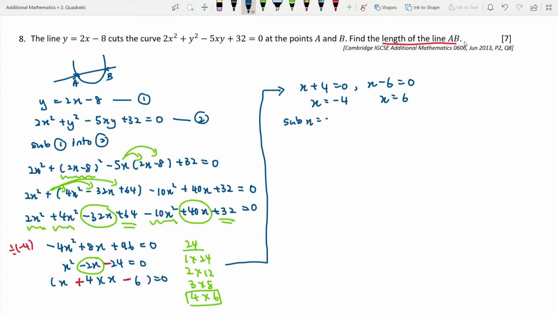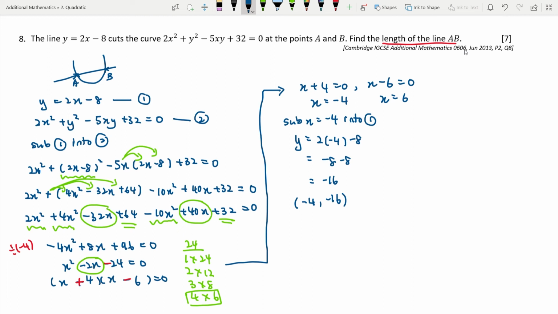Substitute x is equal to negative 4 into either equation. Here, equation 1 is easier. Hence, y is equal to 2 multiplied with negative 4 minus 8, which is equal to negative 8 minus 8, and we will get negative 16. The first coordinate is negative 4, negative 16.